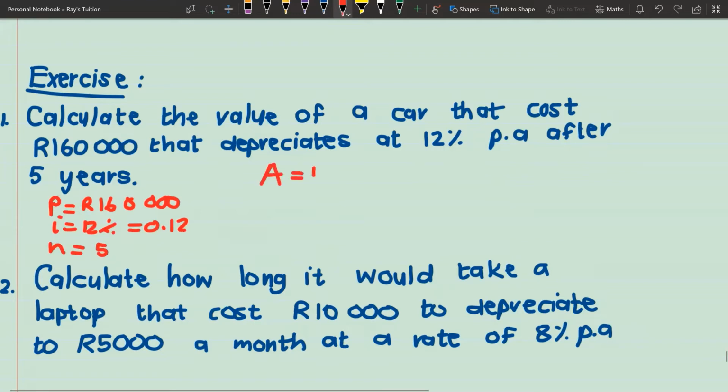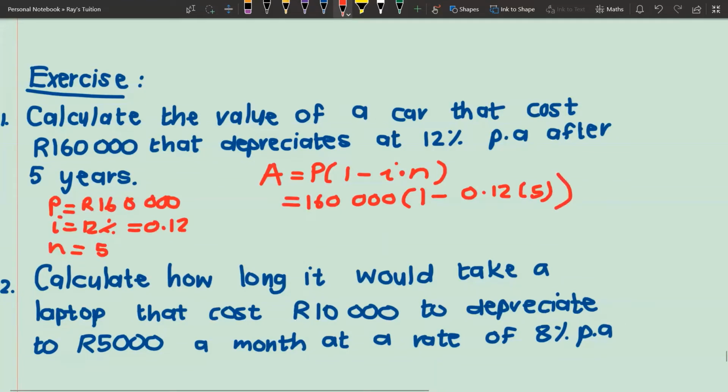Using our formula that A is equal to P(1 minus I times N), we get that our value after 5 years is 160,000 times (1 minus 0.12 times 5). All you have to now do is type that into your calculator. So our depreciated value is equal to 64,000. So that's how much it would be worth after 5 years. Okay, let us have a look at the next question.